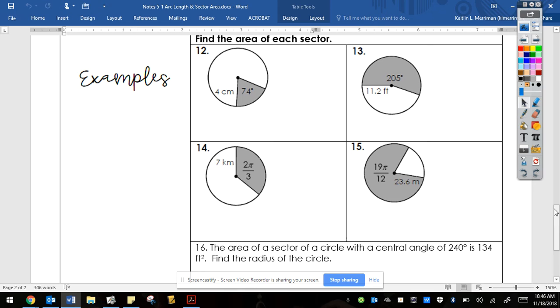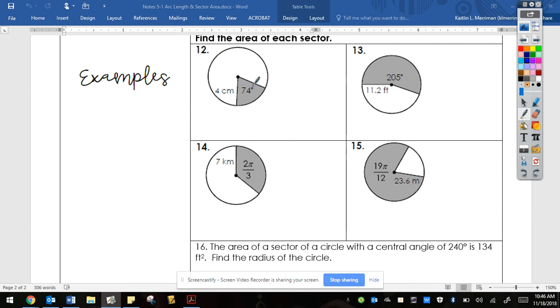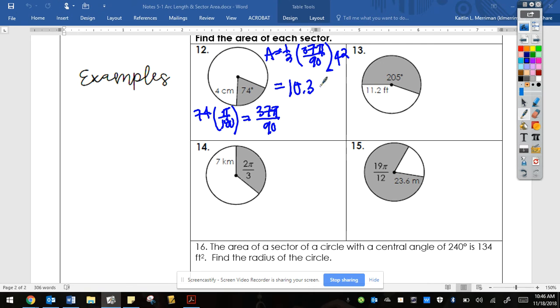So if we're going to do an example, to find the area of the sector, we would still need this to be in radians. So we'd take 74, multiply by pi over 180, and we end up getting 37 pi over 90. So then when we plug this into the formula, we get 37 pi over 90 times our radius squared, which would be 4 squared. If we type all of this in the calculator, you should get 10.3. Our unit here is centimeters.